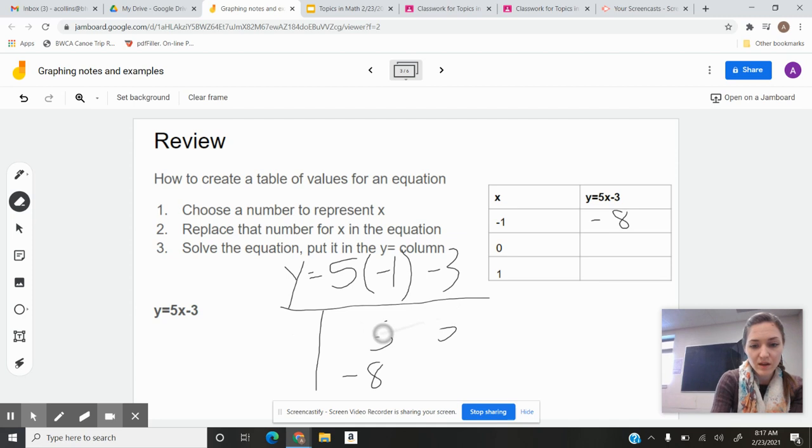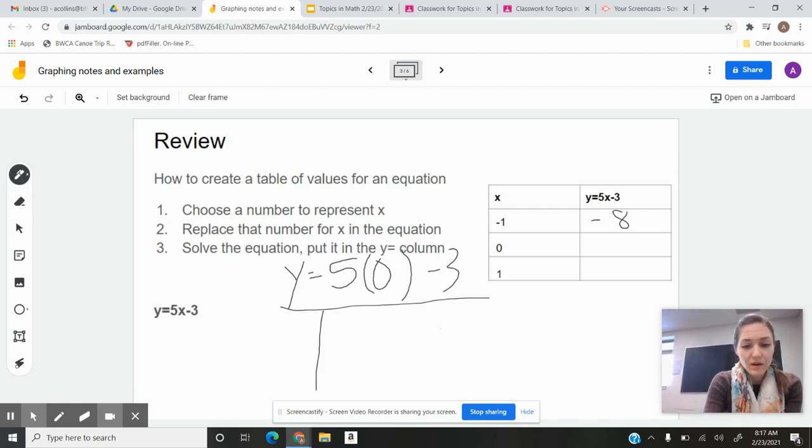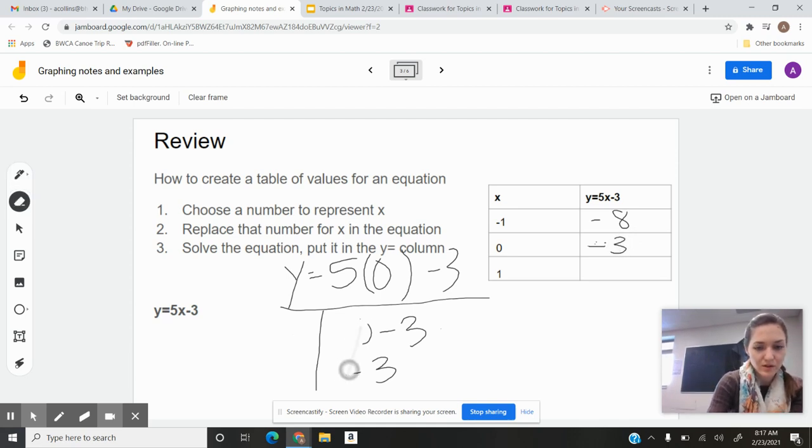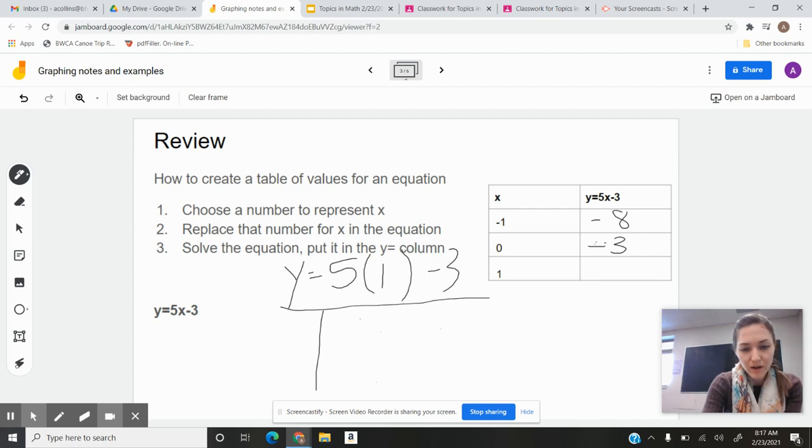Now I have to do the same thing, except I am going to replace the x with a 0. So going as fast as I can to make this video as short and concise as possible. 5 times 0, just 0. I still have my -3. 0 minus 3 is -3. So my y equals -3. Just going to write that answer over here on the right-hand side of my screen. Now I'm going to do the exact same thing, except I'm going to replace the x with a 1 because that was the number I chose on my table of values. 5 times 1, 5 minus 3, that is just 2. So I put +2 over here on the right-hand side of my screen.